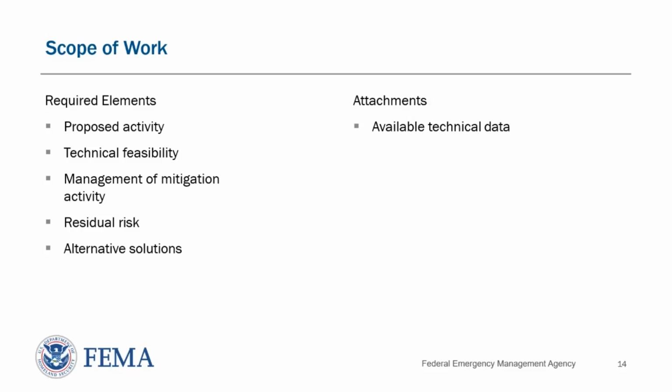In your application, the scope of work should explain what the project will involve and how it will reduce flood risk to people, property, or infrastructure. A good scope of work should address the following elements: a detailed description of the proposed activity, technical data to support the design, description of the current flood risk, documentation that the project represents an independent solution or functional part of a solution, and the alternatives considered. We'll go over each item with examples in the next slides.